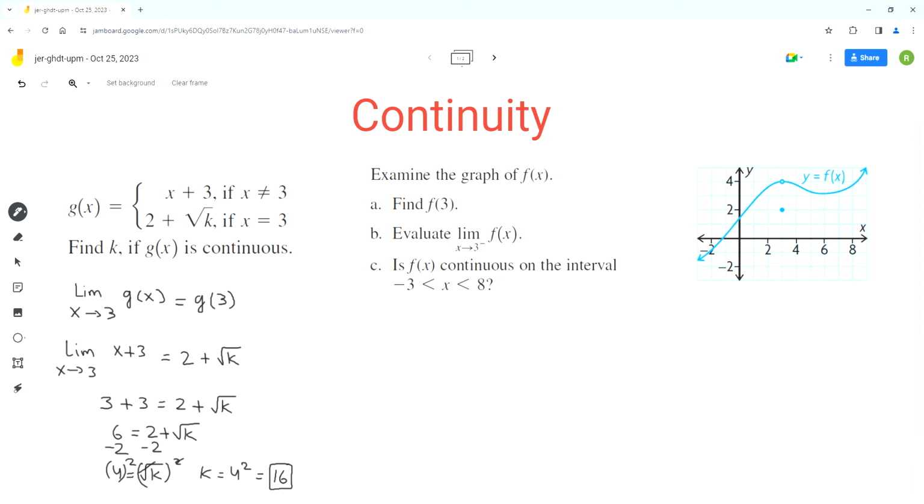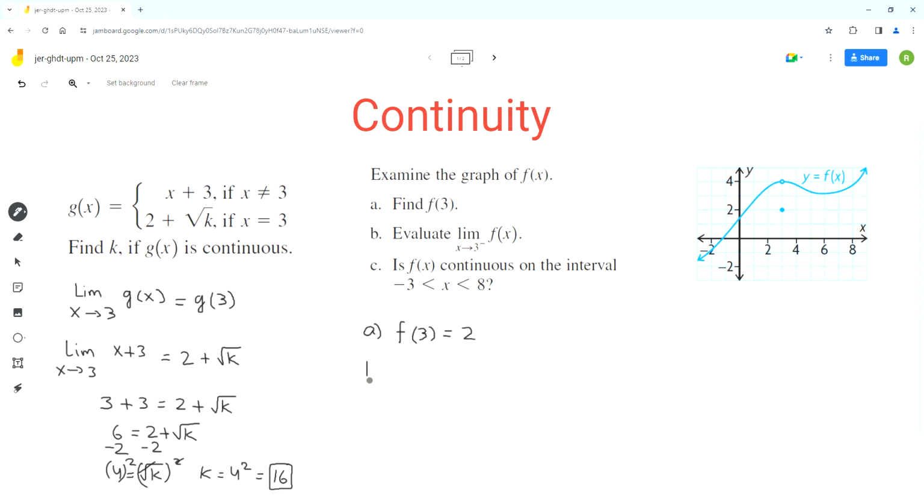Now we can analyze the second problem. Examine the graph f(x). Find f(3). f(3) means the value of this function f(x) at x equals 3. This blue curve represents the function f(x). We have to find the point on this function at x equals 3, and x equals 3 is here. The point on the function is this blue point, which is separate from the curve. So at x equals 3, there is a hole on the curve. The function value at x equals 3 is 2. So the answer for part A is f(3) equals 2.